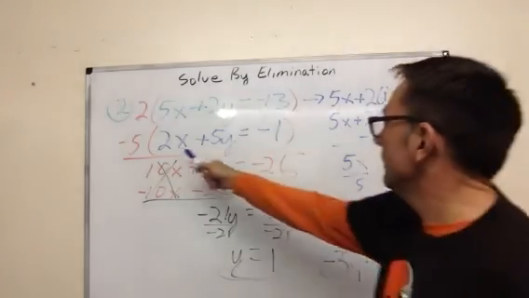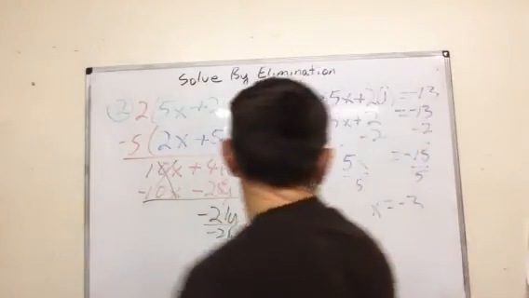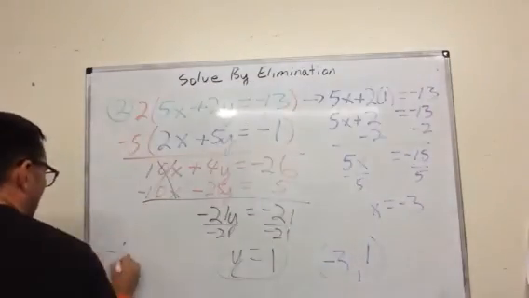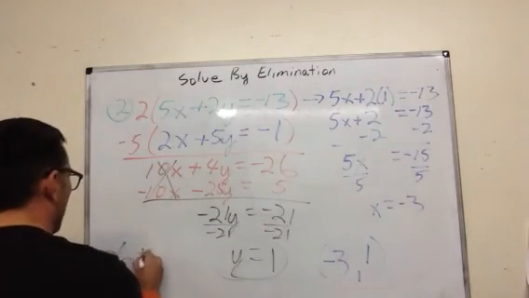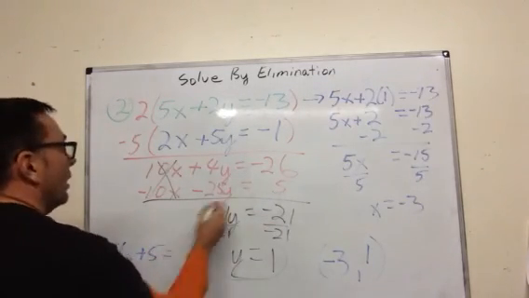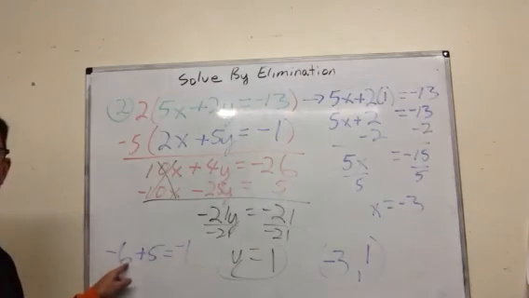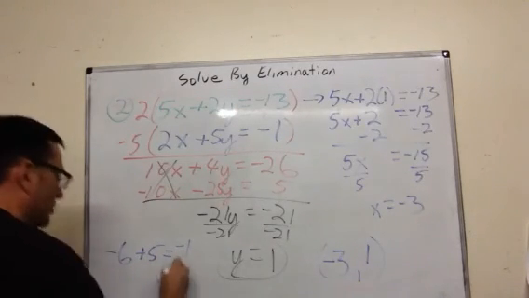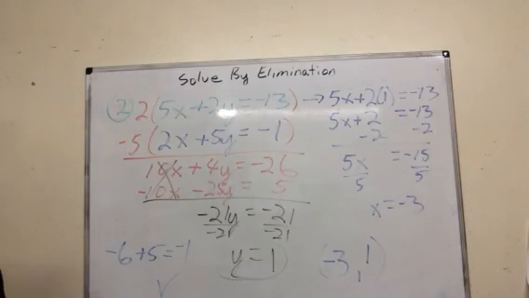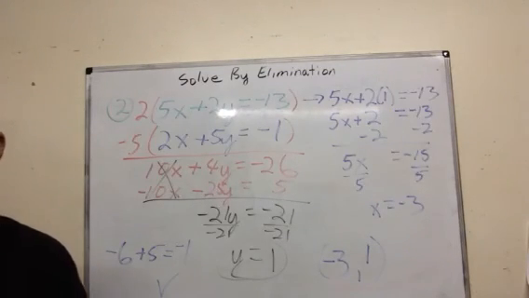So now I'm going to check it. 2 times -3 is -6. 5 times 1 is 5. Is -6 plus 5 equal to -1? It sure is. So I guaranteed my answer being right.